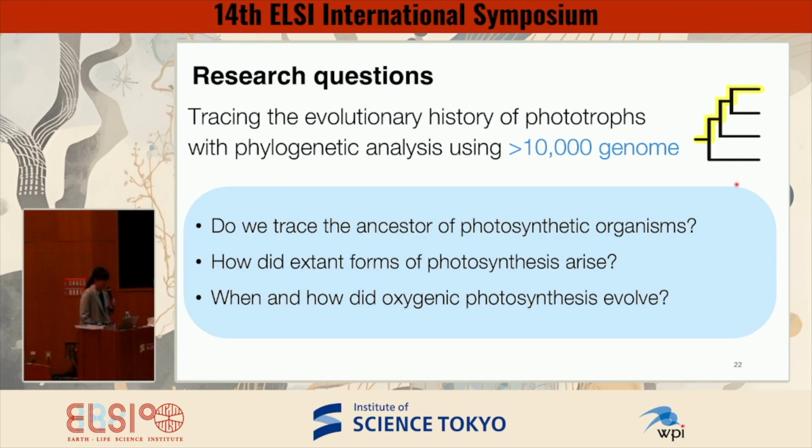We tried to answer the following questions. So we have 3 questions. Can we trace the ancestral photosynthetic organisms? How did extant forms of photosynthesis arise? And when and how did oxygenic photosynthesis evolve?